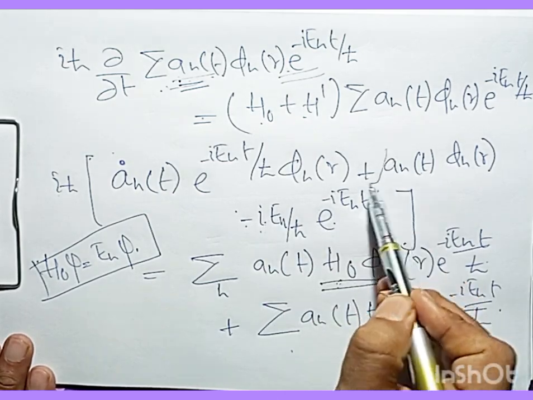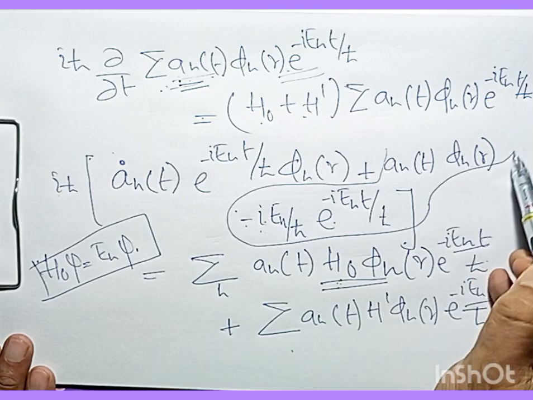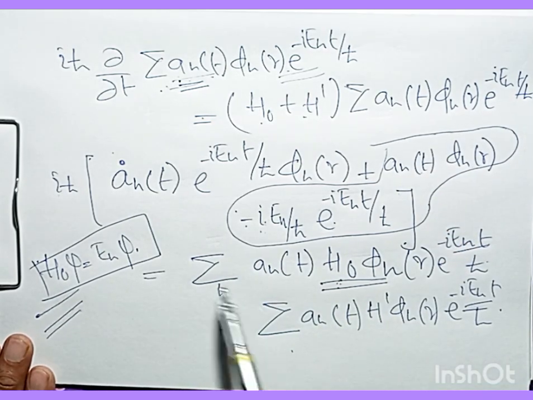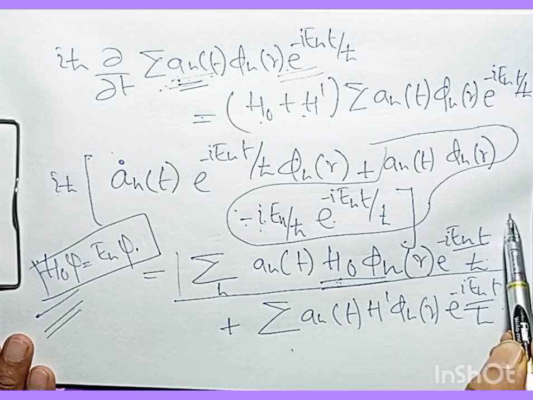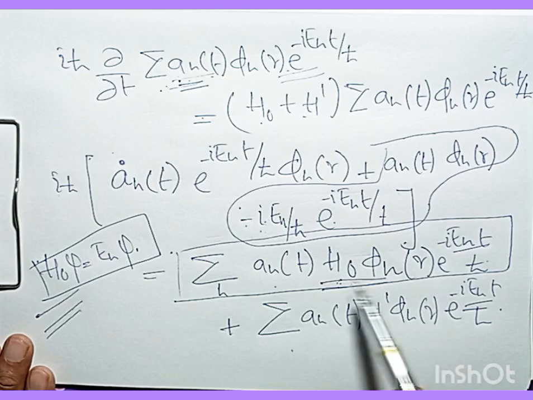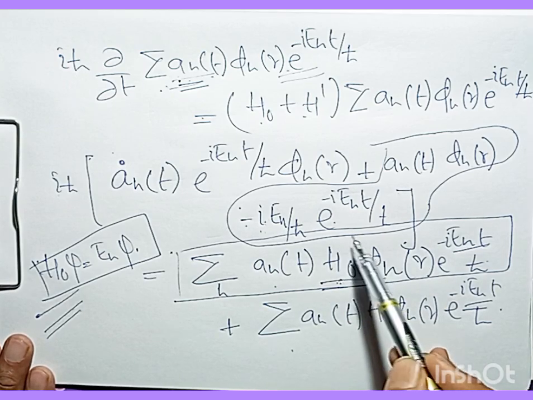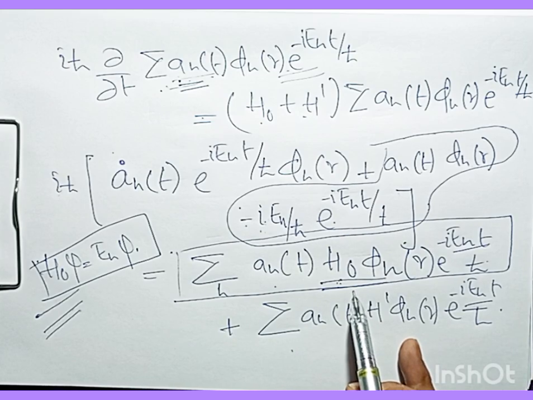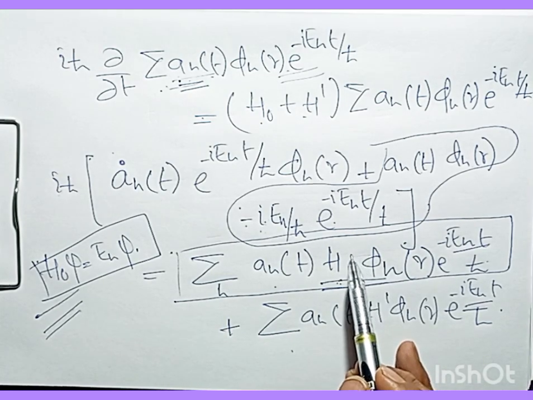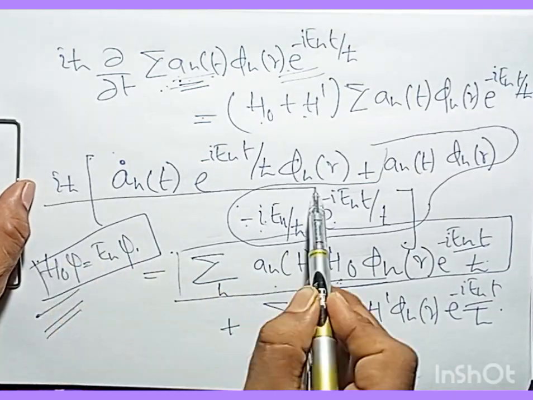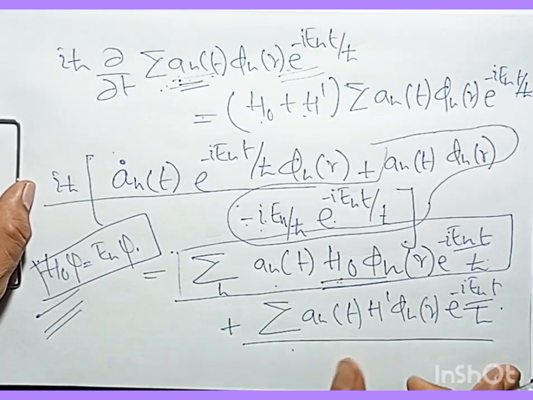And if you look at this term using this equation, these two terms are identical. And if they are identical, we can cancel these two terms, because instead of H naught, we are going to use E n. So this term and this term will be cancelled, and we'll be left with this term and this term. So let's write down these two terms so I can see it.